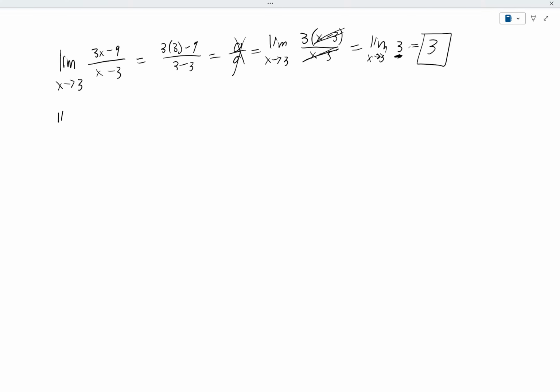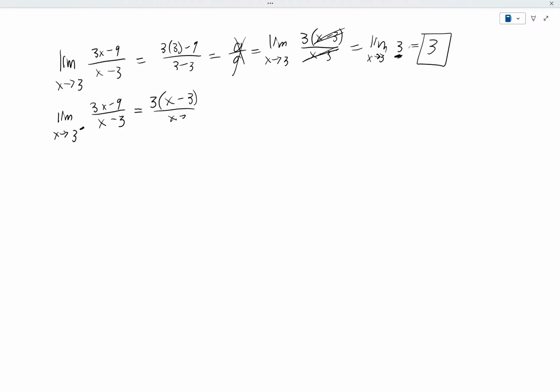So I'm going to write this out. Limit as x goes to 3 from the negative side. And we're still looking at the same thing right here: 3x minus 9 all over x minus 3. Just looking at this, if I plug in 3 from the negative side, you're still going to get 0 over 0.